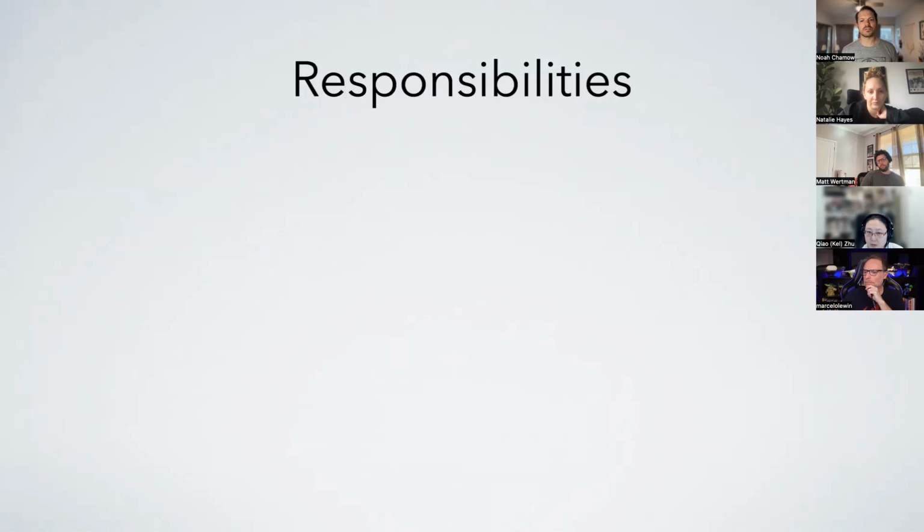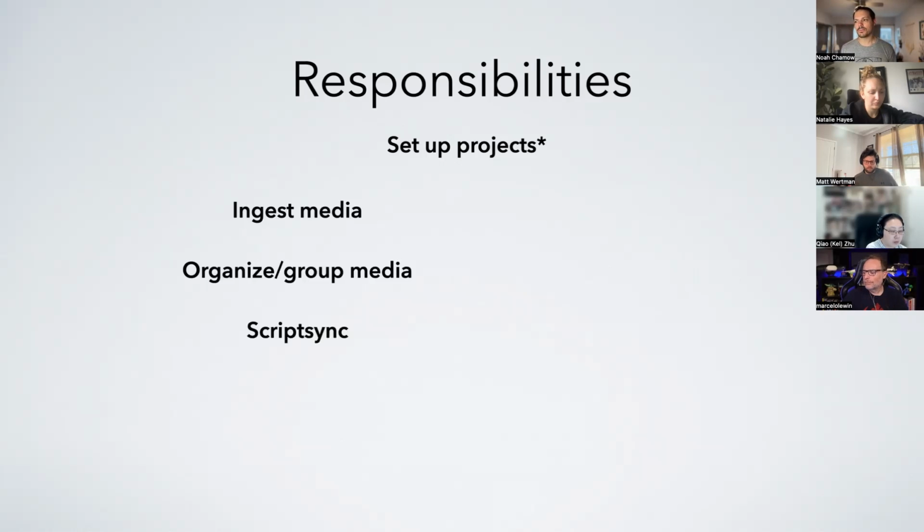So what are the responsibilities of an assistant editor? Number one is setting up projects. You'll notice that this has a star next to it. Anything that I've put a star on in here is something that would usually be done by the lead assistant editor. If you're on a project where you're the only assistant editor, obviously you would be doing these things because you're basically the lead. But if you're on a project where you are not the only assistant editor and you have less experience, you are probably not the lead, which means these are things that you could lean on somebody else for. So setting up projects, ingesting media, organizing and grouping that media, script sync, managing media and storage.